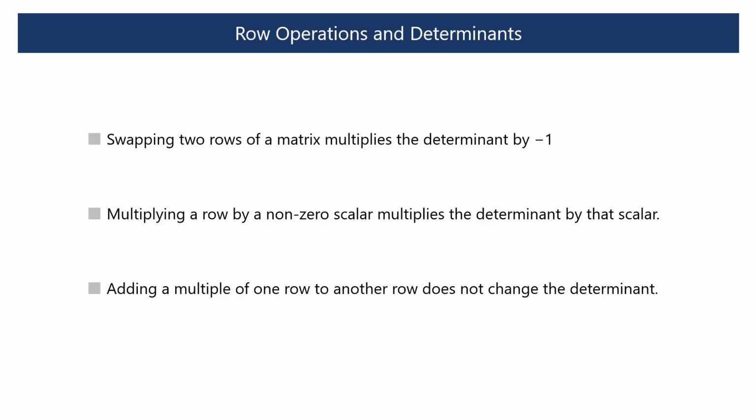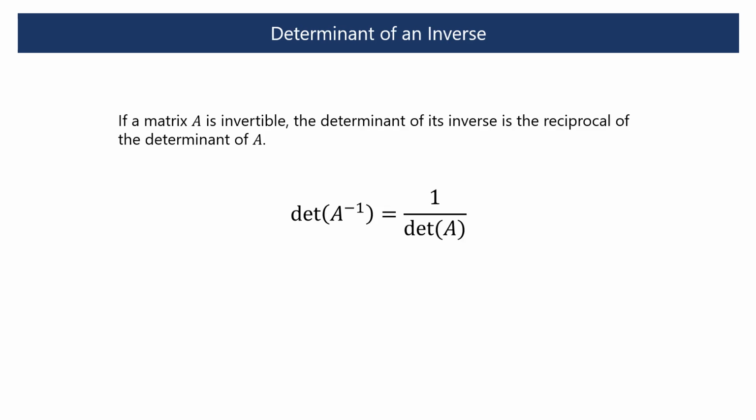Regarding the row operations and determinants, the effect of elementary row operations on the determinant is as follows. Swapping two rows of a matrix multiplies the determinant by -1. Multiplying a row by a non-zero scalar multiplies the determinant by that scalar. Adding a multiple of one row to another row does not change the determinant. If a matrix A is invertible, the determinant of its inverse is the reciprocal of the determinant of A.